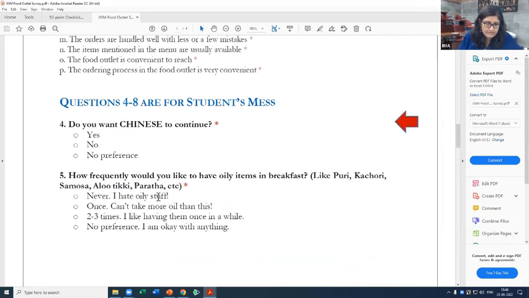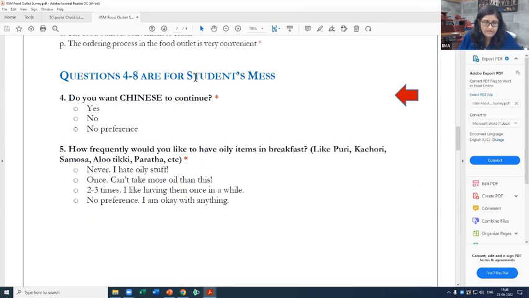The ordering process is convenient. There's a spelling mistake constantly here. It's not student's mess. Student is plural here, so the apostrophe goes after the s. So you need to make sure that you're not making those mistakes also.